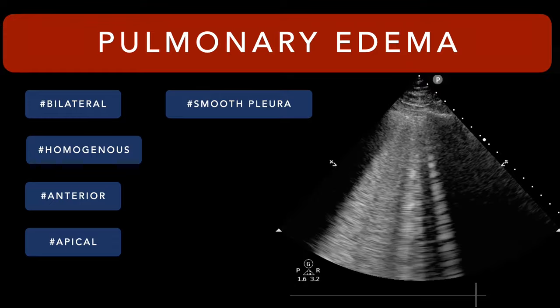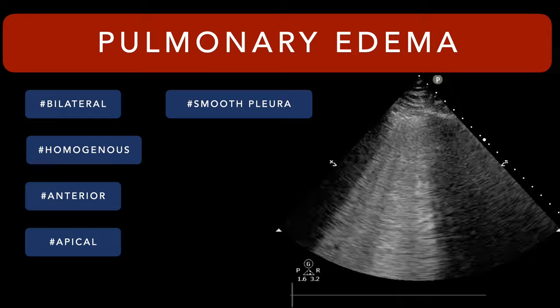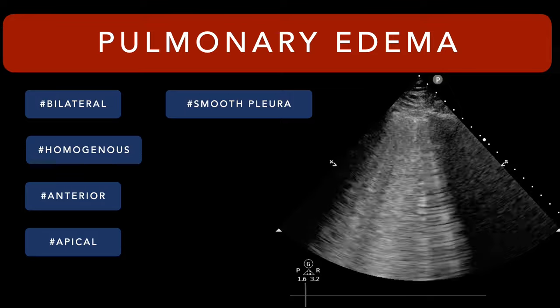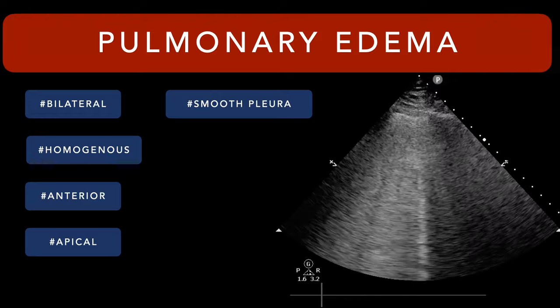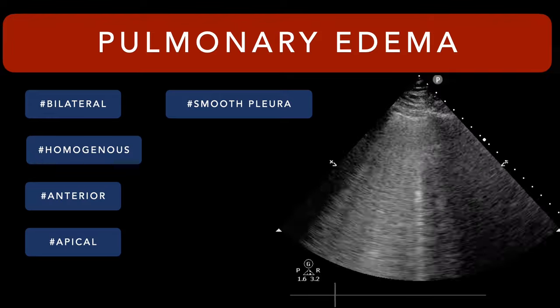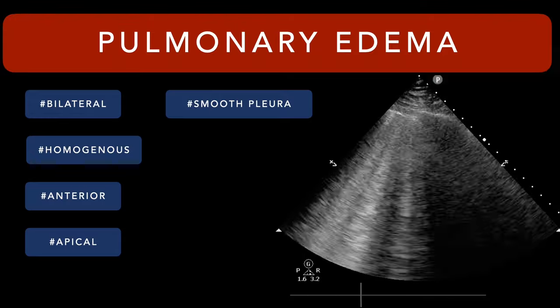So there's the rib and the pleural line at the very near field, and you see those lines going all the way to the bottom of the screen. You can definitely see discrete B lines, and in the middle there's an area of patchy confluent B lines. So there's a lot of these. This is a positive lung region that we're scanning here.